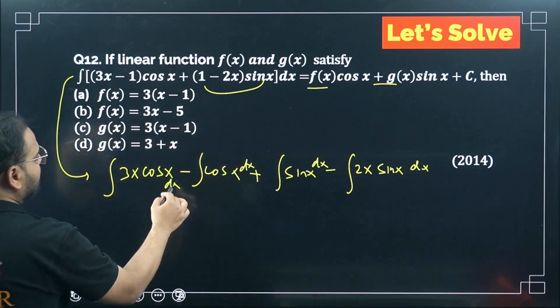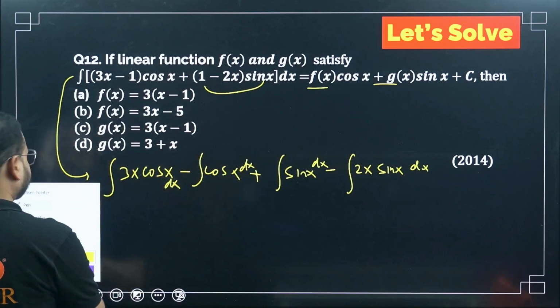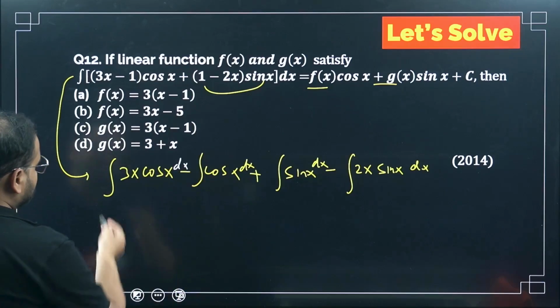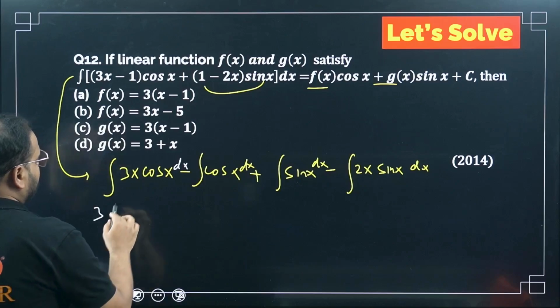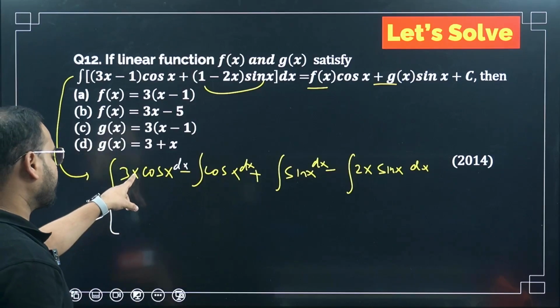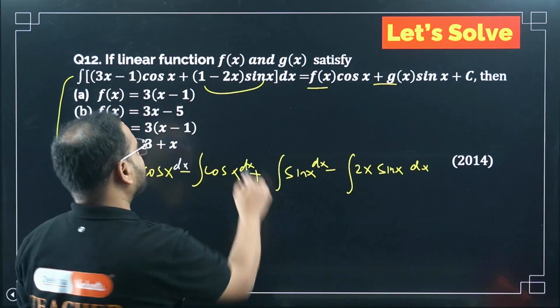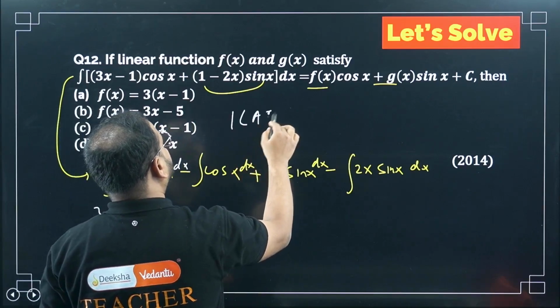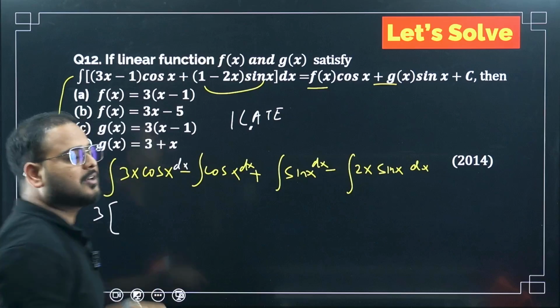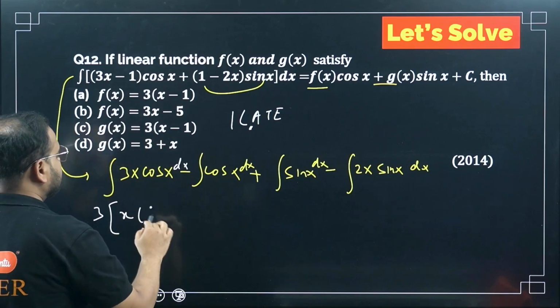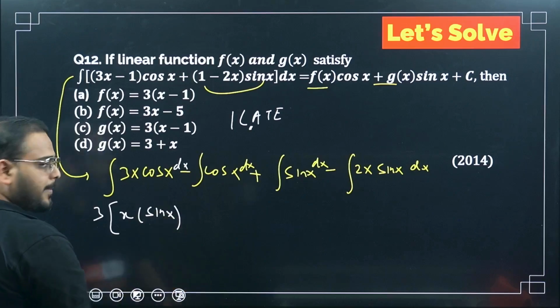Integrate this. You have to use here by parts. So this 3 is a constant. I can keep 3 outside. I'll get x as my first function, because trigonometry and algebra, algebra has a preference. So I can write x as it is. Differentiate, integrate cos. How much is that? Simply sin x. Okay. Yes.